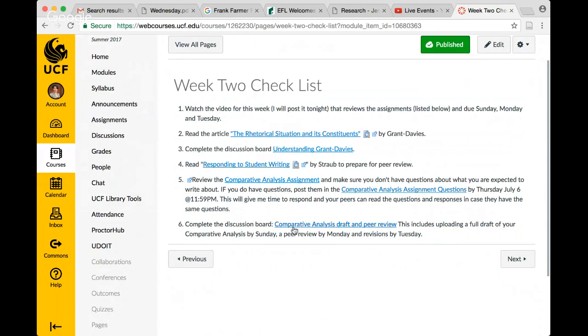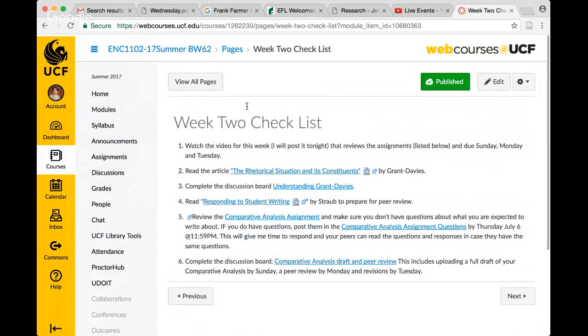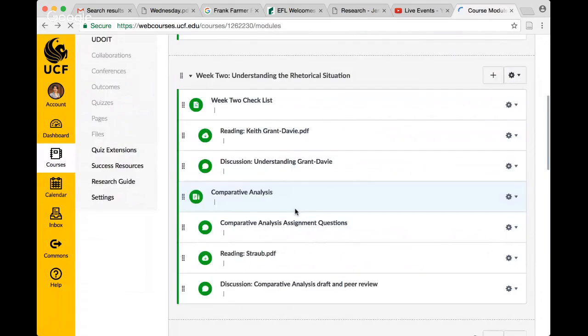And then lastly, you're going to complete the discussion board. And what you're going to do here is first you're going to post, well, actually, we'll talk about that in a second. I'm going to get to it in a second. So let's go back to modules so we can get through what each of these are asking of you.